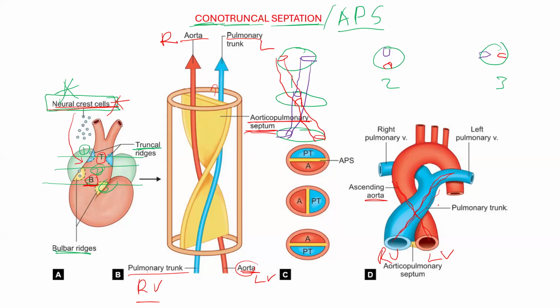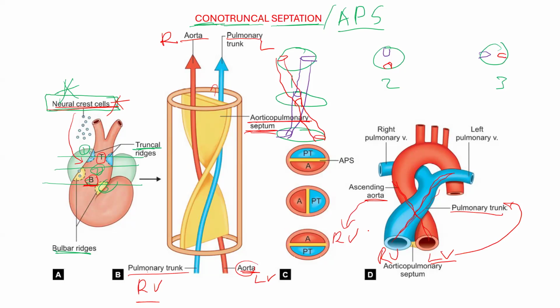Yes, now the anomalies is what I was talking about. Imagine if the neurocrest cells fail to invade the bulbous cordis. If they fail to invade the bulbous cordis, that means there'll be no conotruncal septation. That is obvious. Second, they invade the bulbous cordis, but the aorticopulmonary septum does not spiral. If it does not spiral, the pulmonary trunk will originate from the left ventricle, and the aorta will originate from the right ventricle.